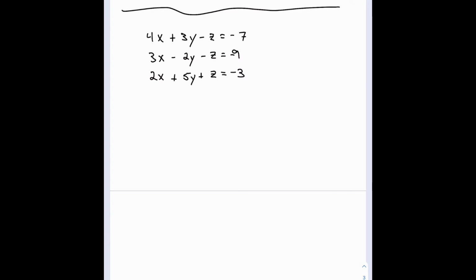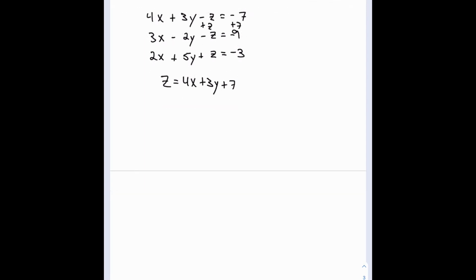First we can look at this and determine which method to use. It would be really cumbersome to use the elimination method, so I recommend using the substitution method. First I'm going to look at this equation, and since z is here by itself, I'm going to make it z in terms of x and y. So I add a z and I add a 7, and I get that z equals 4x plus 3y plus 7.